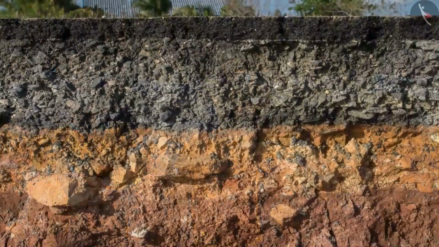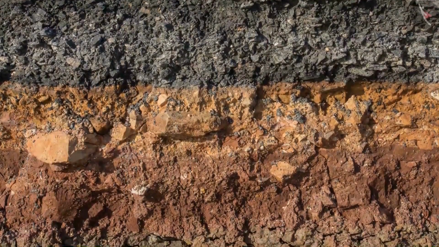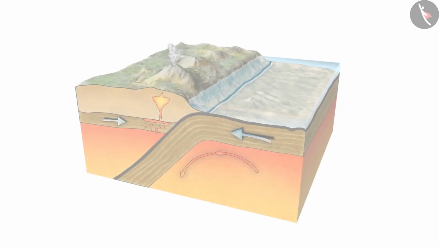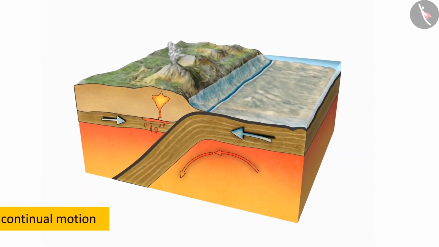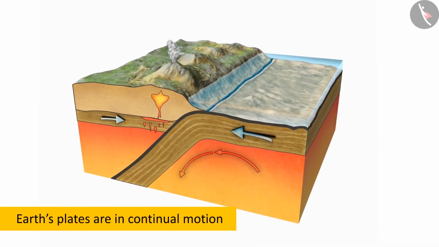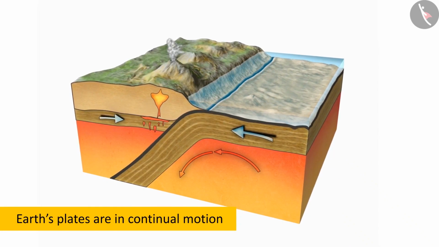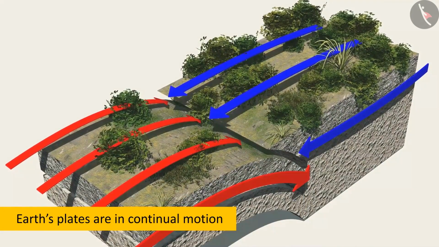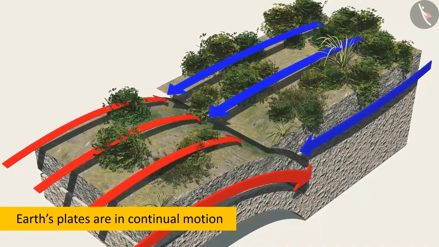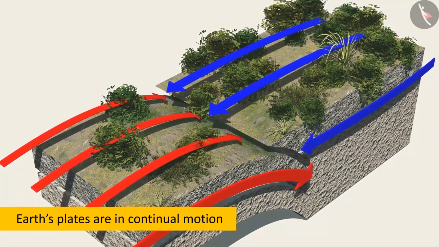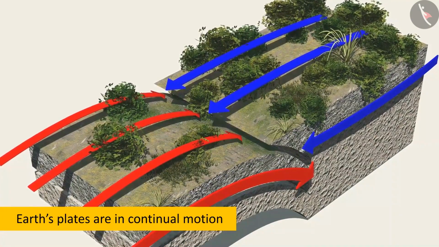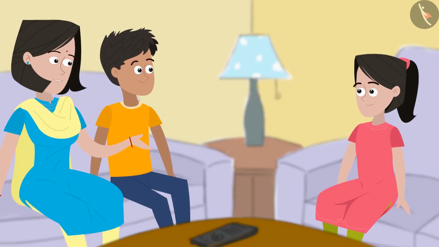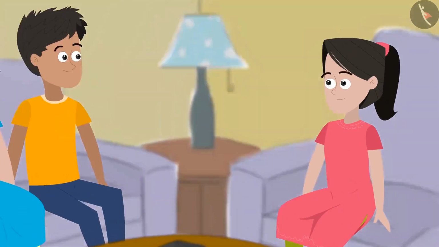But what is there in this layer that causes an earthquake? I had read that the uppermost layer of the earth is made up of some plates that are in continual motion. When these plates move, they collide with one another or rub against one another, which is felt as a jolt or tremor. This jolt or tremor is felt as an earthquake on the surface of the earth. That's very good, Sanya. You are absolutely right.